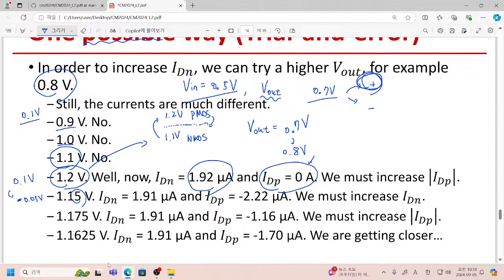In this case, NMOSFET and PMOSFET. Wow, still PMOSFET is stronger. It means that we have to increase once again. But let's say that I just increase once again by 0.05. Then what will happen? I will just arrive at 1.2 volt again. It's not that good.